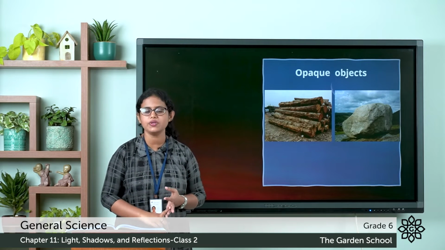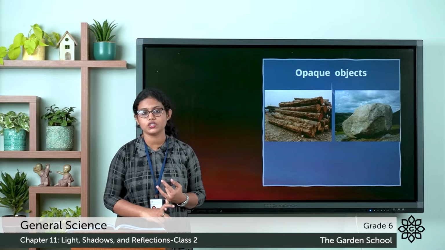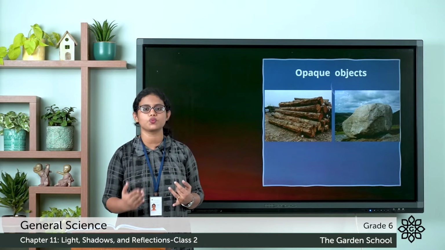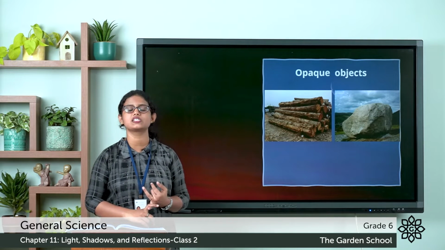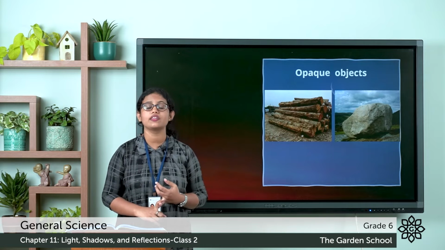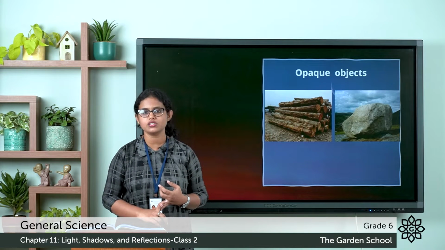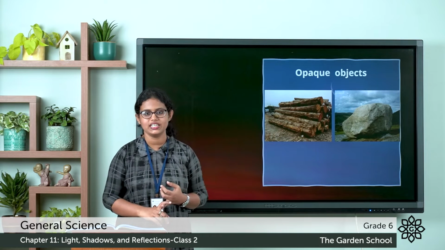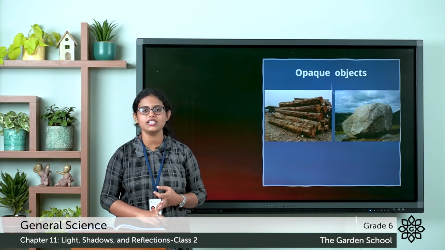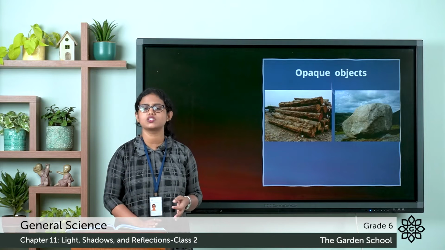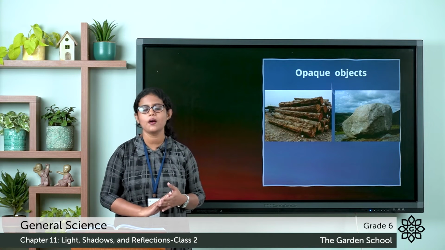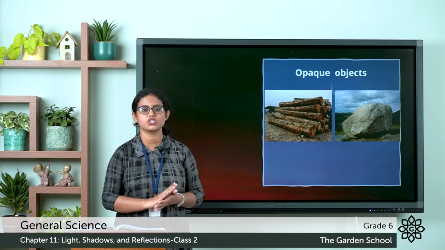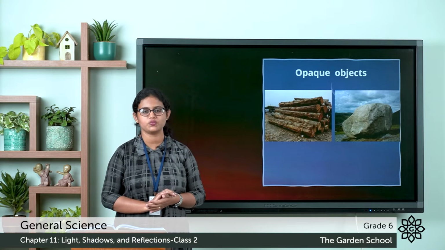So objects can be classified as transparent objects, which allow light to pass through them and we can clearly see through them. The next type is translucent objects, which allow light to pass through them but partially. Then the next type is opaque objects, which do not allow light to pass through them.